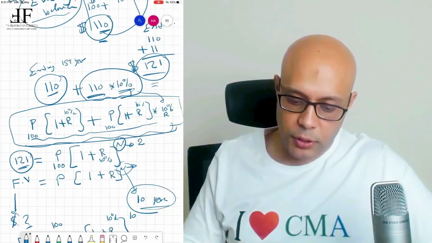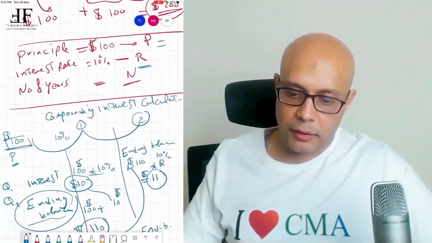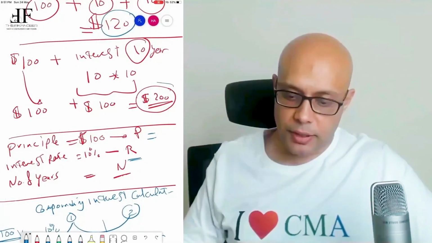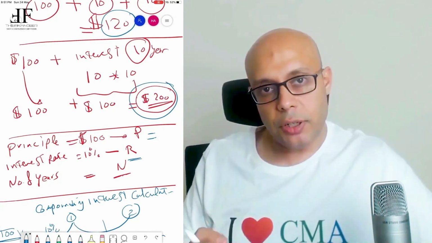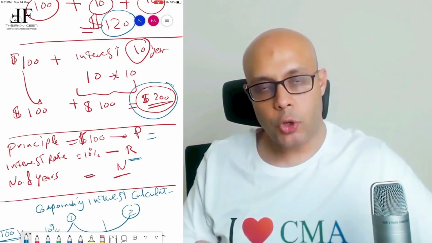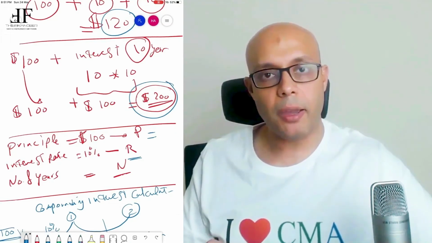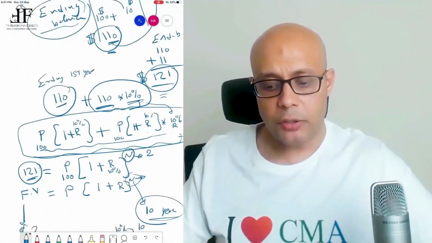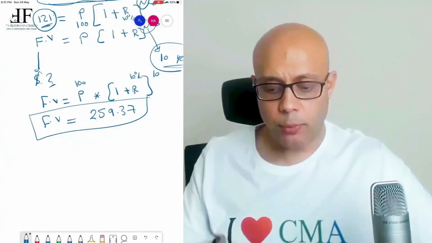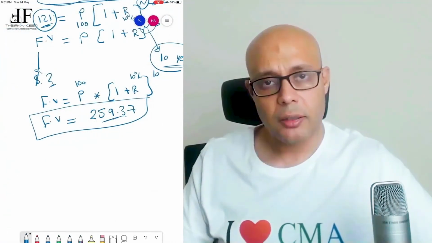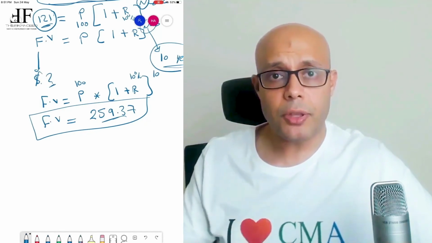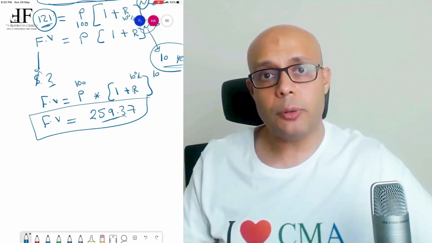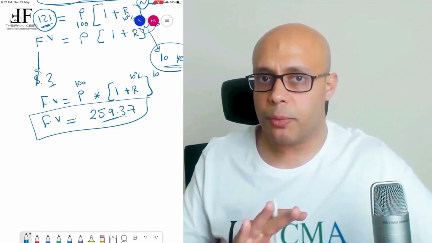Now let's compare this one with the ending value after 10 years under the simple interest calculations. It is 200. Look at the difference. After 10 years under simple interest, you are going to receive $200 from the bank. But under compound interest, you are going to receive 259 from your bank after 10 years. Again, the difference is big. And if you are talking about hundreds of thousands of dollars or millions, the difference will be huge.